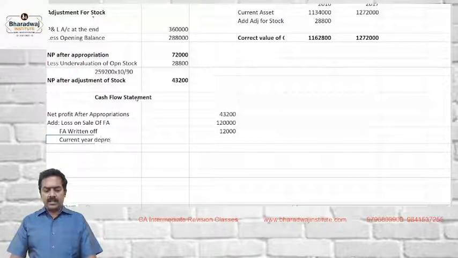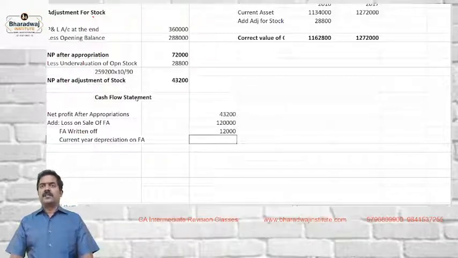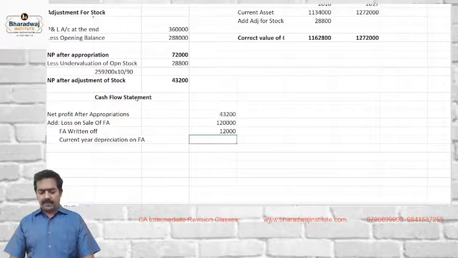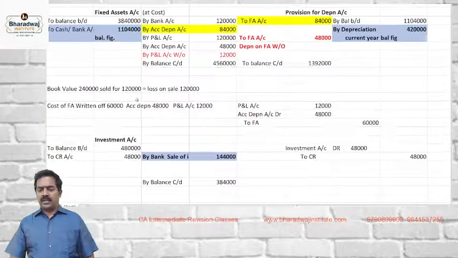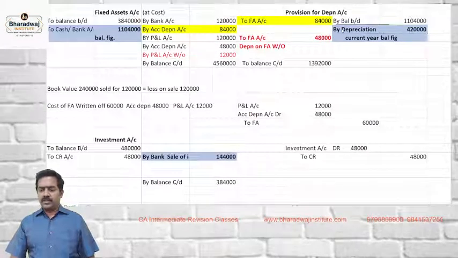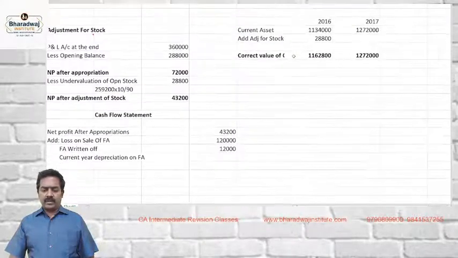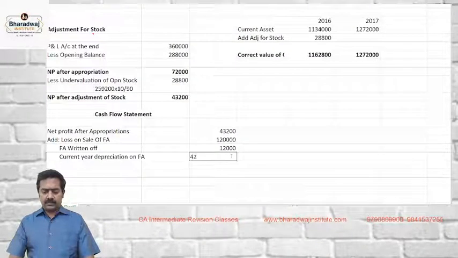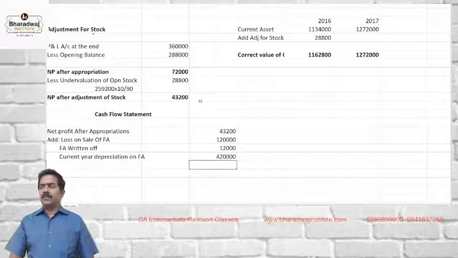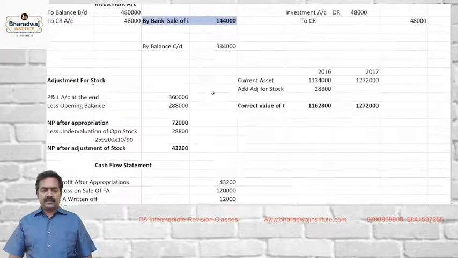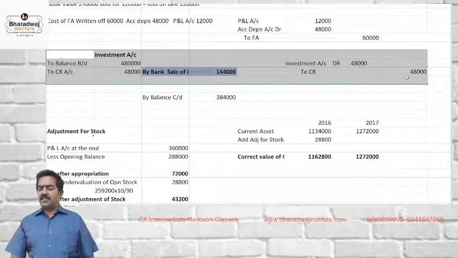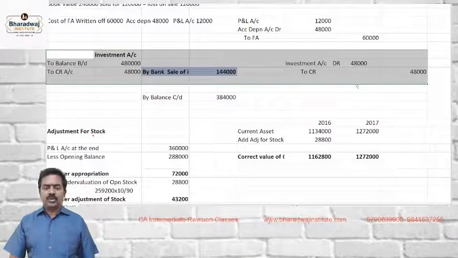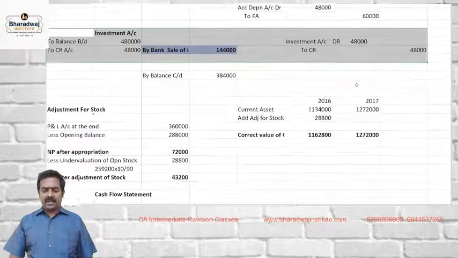Then current year depreciation. Current year depreciation on fixed assets, we worked out as a balancing figure. How much? This one, 4,20,000. Then, whether this profit on sale of investment will affect your CFO? No, this was transferred to which reserve? Capital reserve.